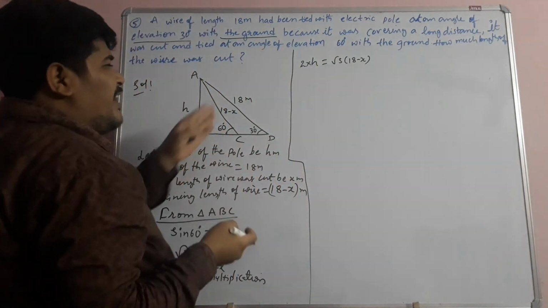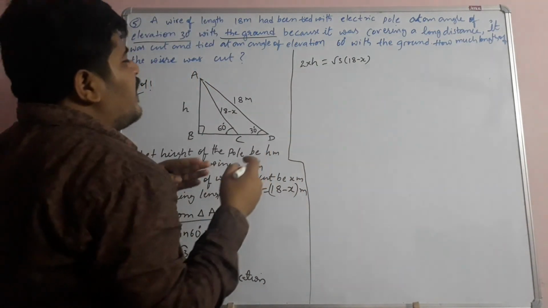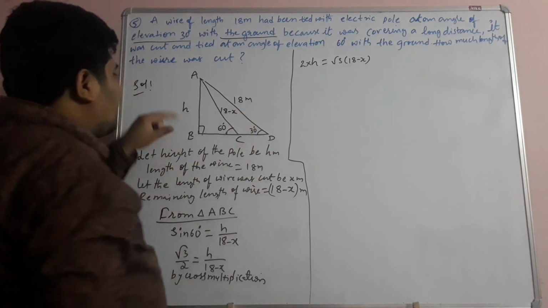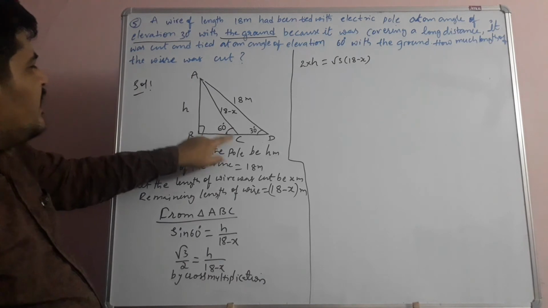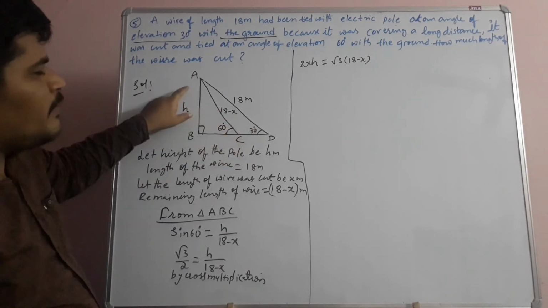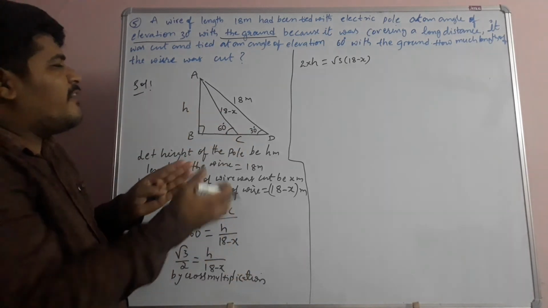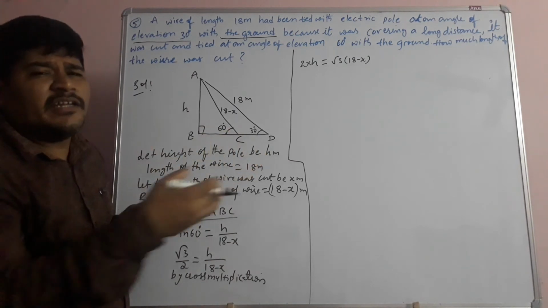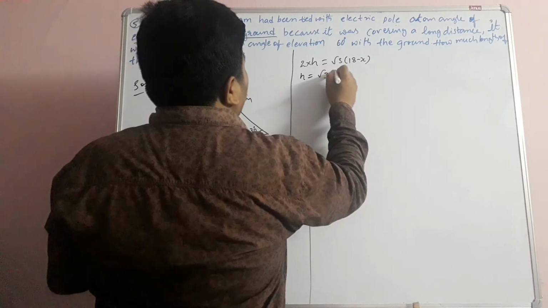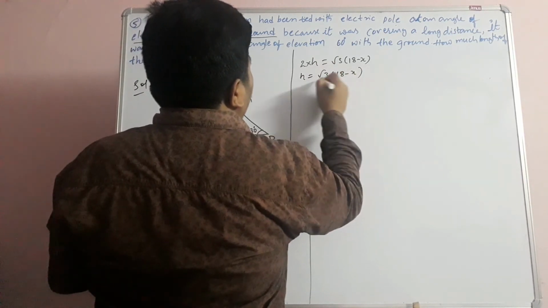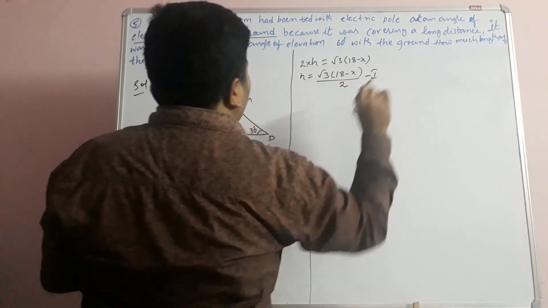So children, you may get h also a variable, x also a variable. Why do we need to equate to h? Because h is common for both the triangles. ABC is there, ABD is there. AB is common, no? So we need to equate the other things to h. So then it is easy to solve. Okay. So h is equal to root 3 of 18 minus x by 2. So take this equation as 1.